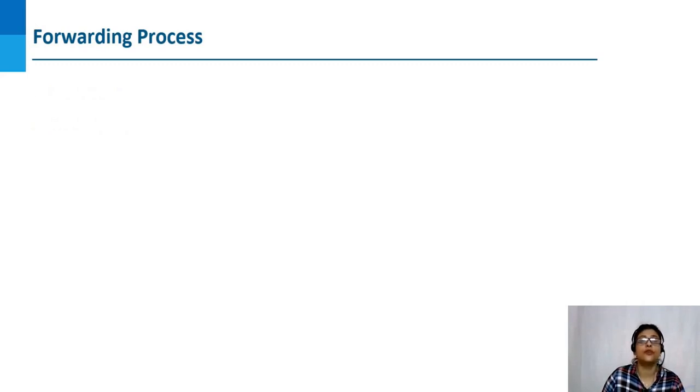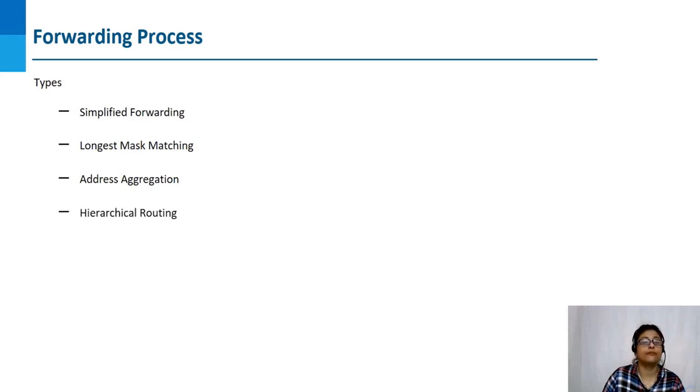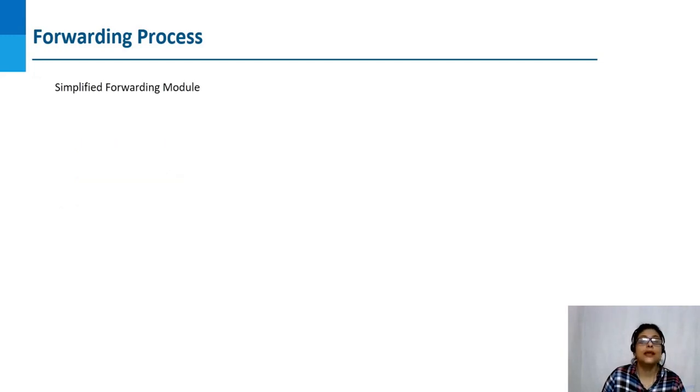In a previous video, we have learned about the various forwarding techniques. Now, what are the different types of forwarding process that a router can have? Simplified forwarding. Then we can have longest mask matching. After that, address aggregation. Then hierarchical routing and geographical routing. These are the various types of forwarding processes. Let us understand the simplified forwarding module.